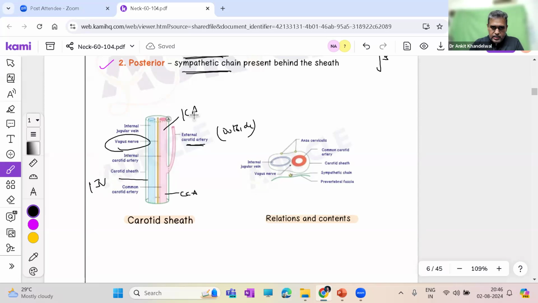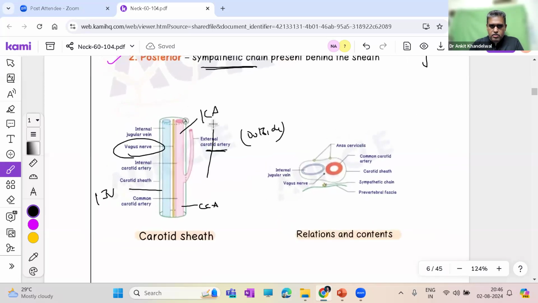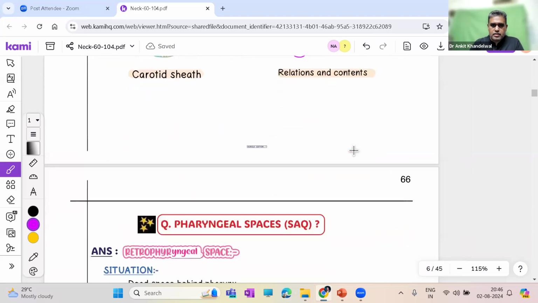Okay, and if you take a TS of the carotid sheath, that is a transverse section of the carotid sheath over here, then here you see that anteriorly we have the ansa cervicalis, a loop of nerve, and behind we have the sympathetic chain. Posteriorly, we have the sympathetic chain. Okay, I hope this much of the point is clear.